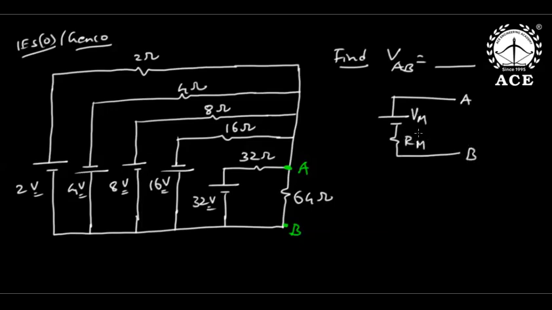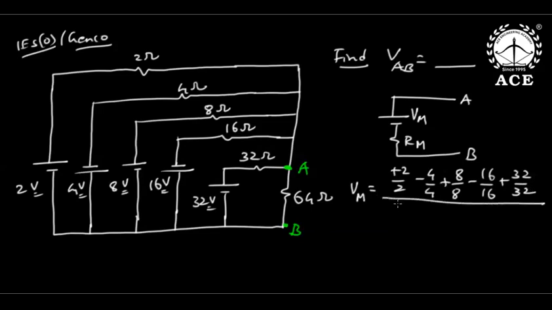But listen, in my Millman's equivalent, I took A positive with respect to B. Everyone, please be careful. Now, in that regard, these 2 volts, 8 volts, and 32 volts are matching my polarity, but 4 and 16 are not matching. So this Millman's voltage will be sigma Vi by Ri: 2 by 2 minus 4 by 4 plus 8 by 8 minus 16 by 16 plus 32 by 32, whole by 1 by R1 plus 1 by R2 plus 1 by R3 plus 1 by R4 plus 1 by R5.